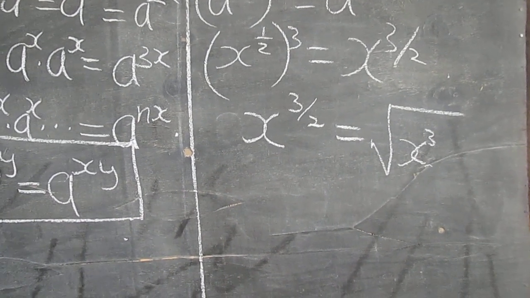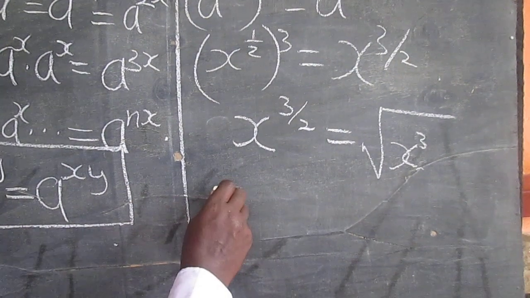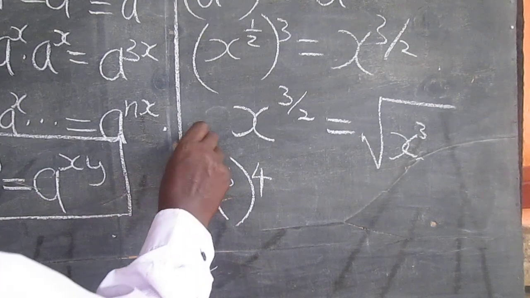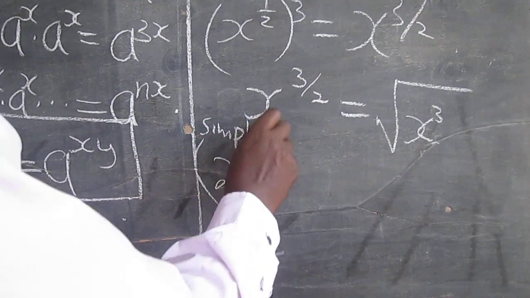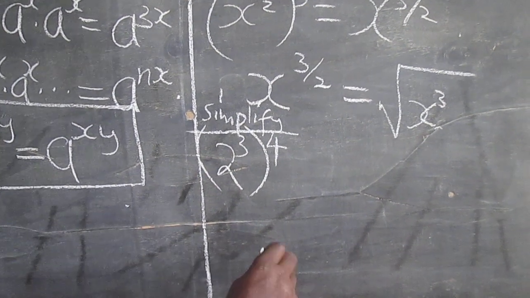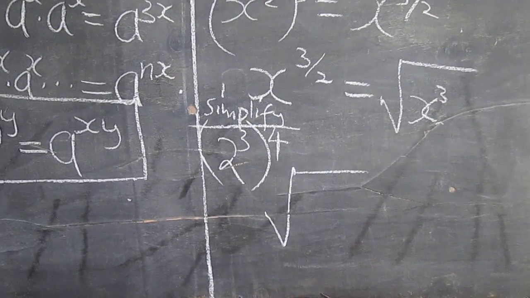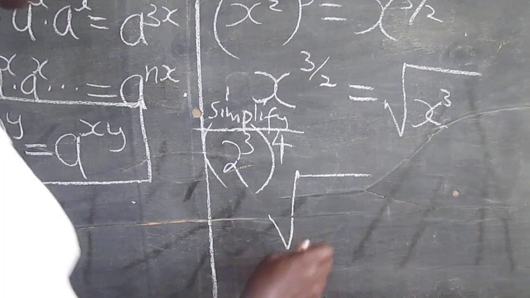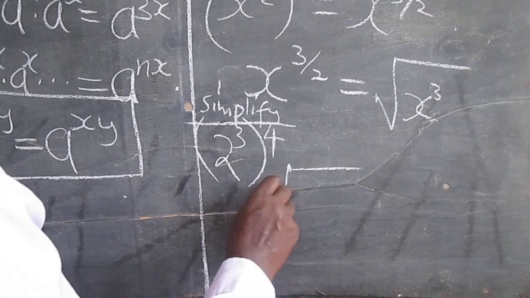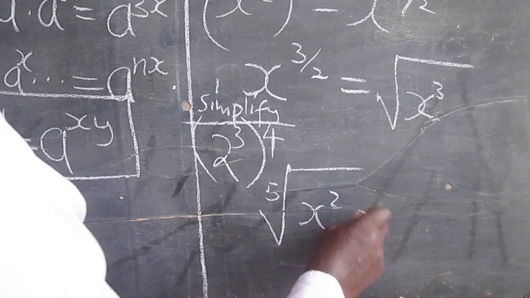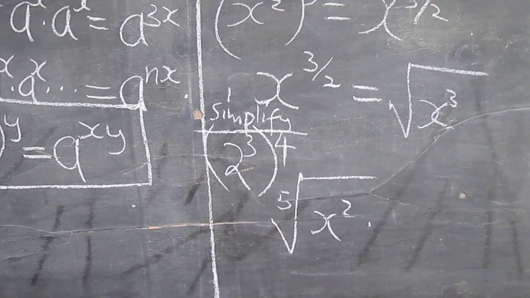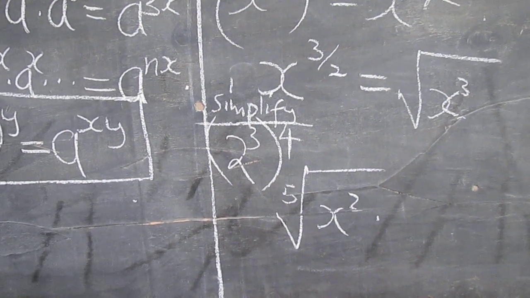For your homework, simplify 2 power 3 raised to 4, and explain how we can write the fifth root of x squared in fractional form. Write it in the form of a fractional index. We are going to stop there.